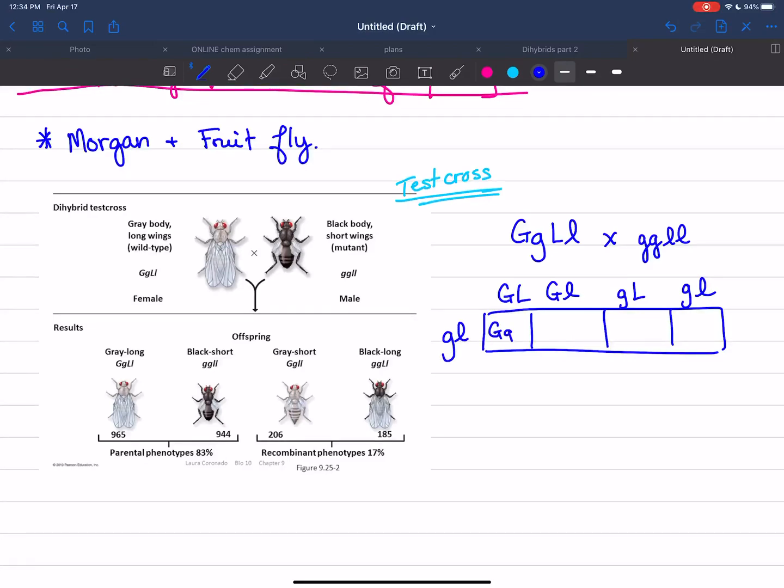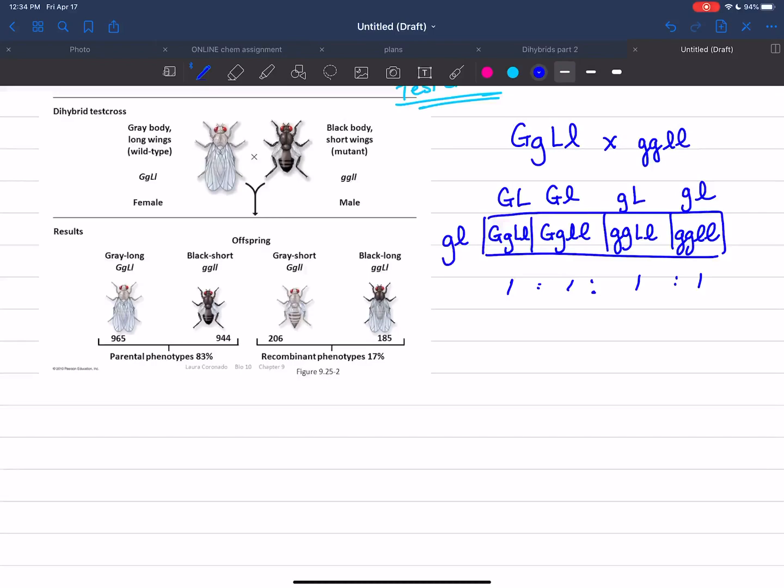So you would expect when you're doing a cross like this all four possible genotypes and phenotypes. So here you would have gray body with long wings, you would have gray body with short wings, you would have black body with long wings and black body with short wings. And you would expect this to be a 1:1:1:1 ratio. But when Morgan kept doing this, what he saw was that 83% of the time he saw the parental phenotypes, the ones that looked just like the parents, and then only 17% of the time he saw that other combination of traits.